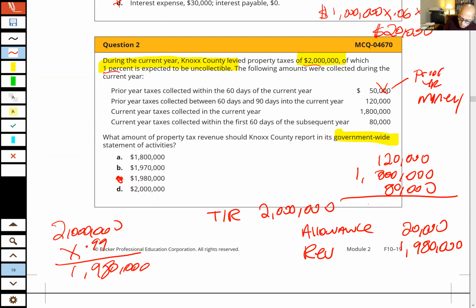Okay. So had this said, hey, for the general fund, then I would have had to pay attention to when this money was collected. But since they said government-wide, I don't care when they collect it. That is not what we do for revenue recognition in government at the government-wide level using full accrual. It's when we get into the collection sequence, when you're dealing with the fund financial statements under modified accrual.